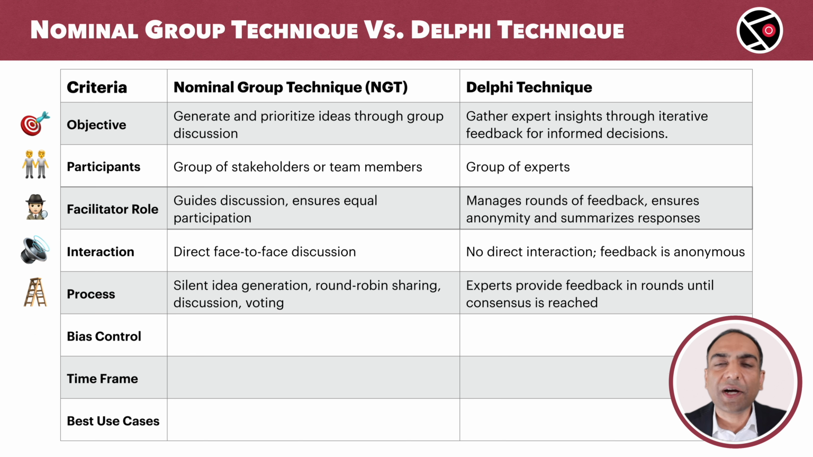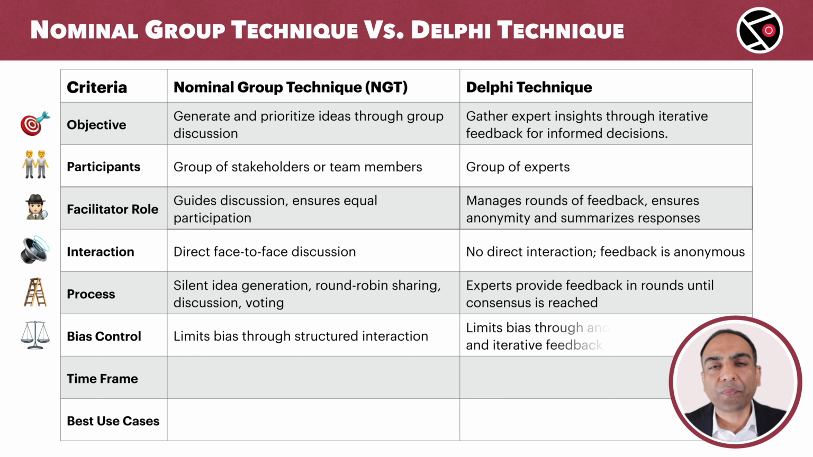Both techniques are designed to limit the bias. In NGT, bias is reduced through structured interaction, ensuring no one dominates the discussion. Delphi reduces bias by keeping feedback anonymous and using multiple iterations to refine ideas.